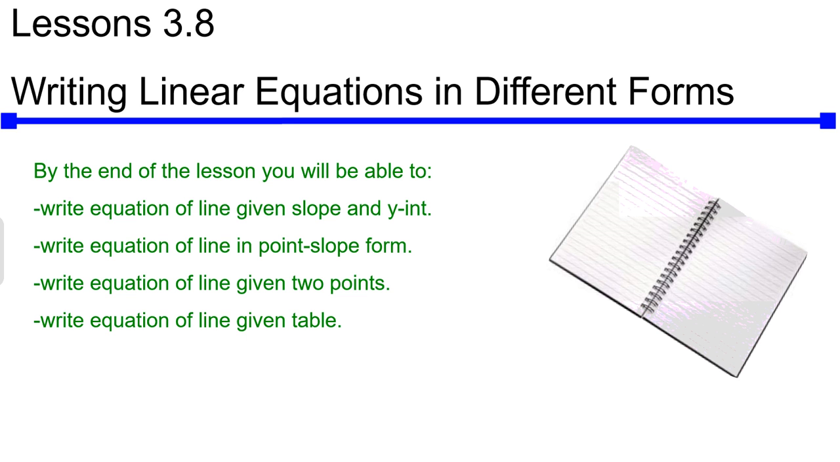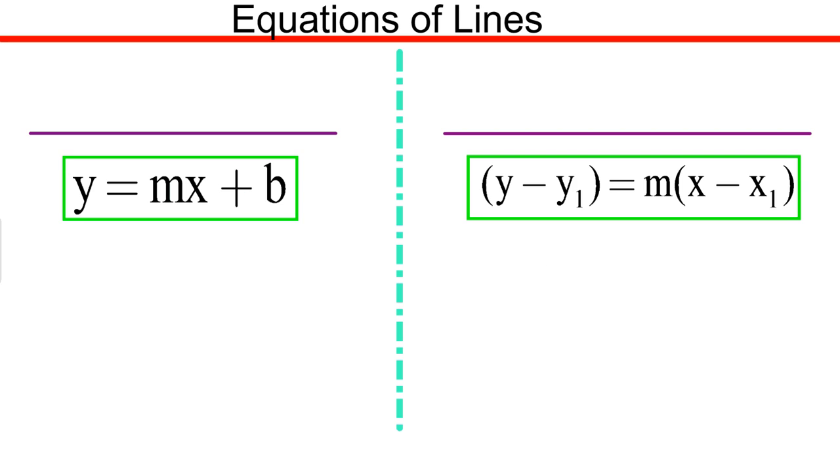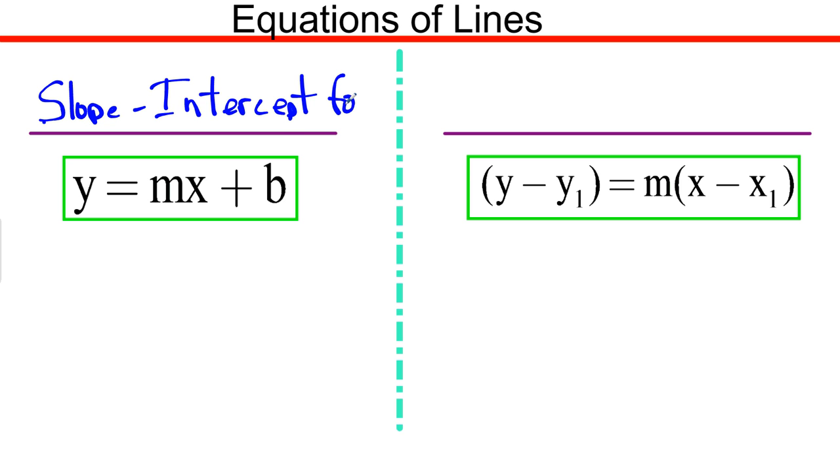First off, let's look at our two forms of linear equations that we should know. The first one on the left, y equals mx plus b, we have seen and discussed before. That one is called our slope-intercept form. The reason why it's called slope-intercept form is because the m stands for our slope, and the b stands for our y-intercept.